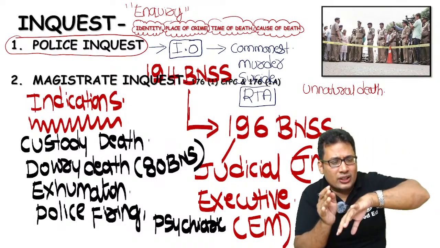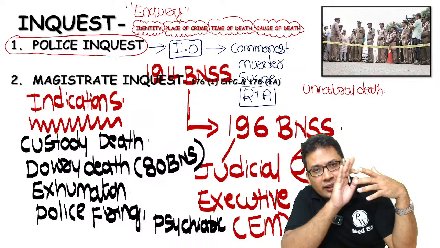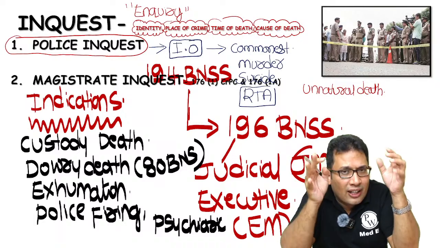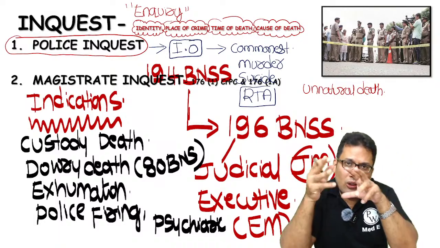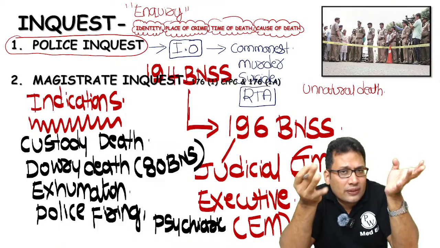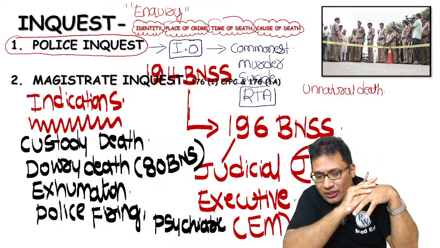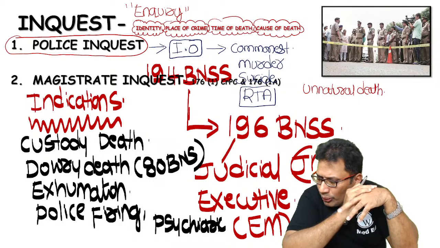So what are the indications, sir? Custodial death, dowry death, exhumation, death during police firing, psychiatric hospital death, probably a schizophrenia patient or depression patient. Depression is a common cause for suicide, so suicide is very common. That all comes under magistrate inquest. Okay, guys, so this is how you should answer.